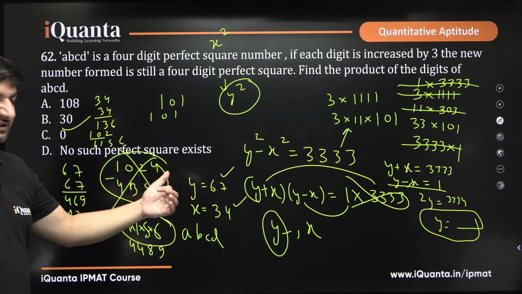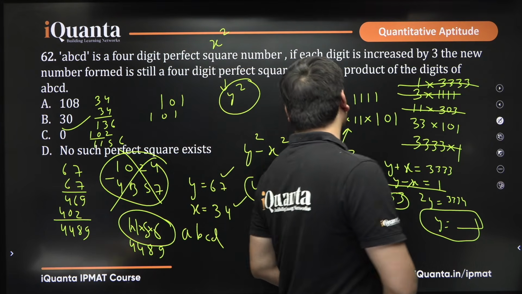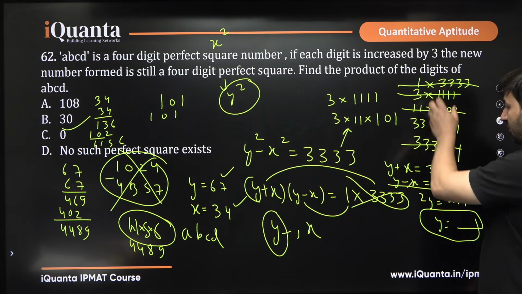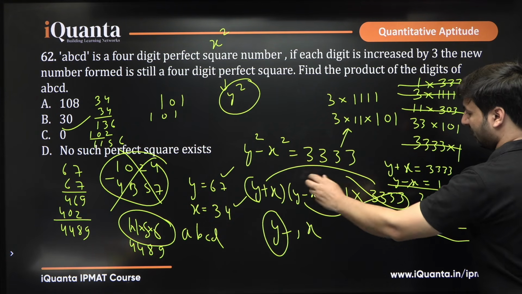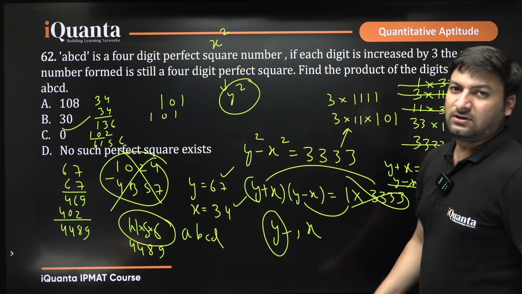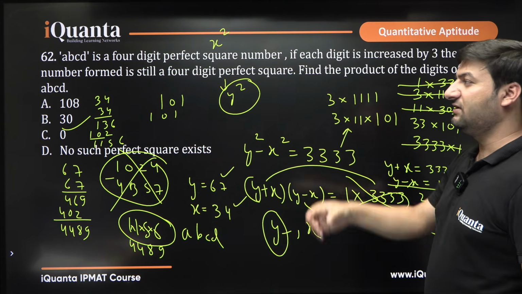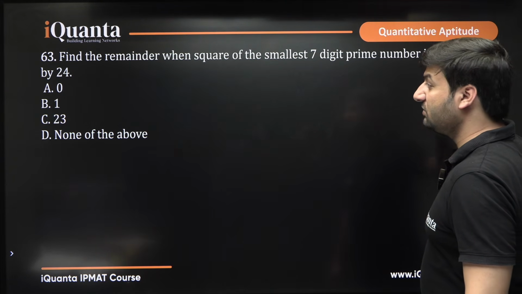So, very good question. It can also come, because here you first have to form this equation, break it into results and assign value to y plus x, y minus x, come up with a solid proof that this is the pair which will satisfy, and then find out the numbers, find out the answer. I hope this is clear.